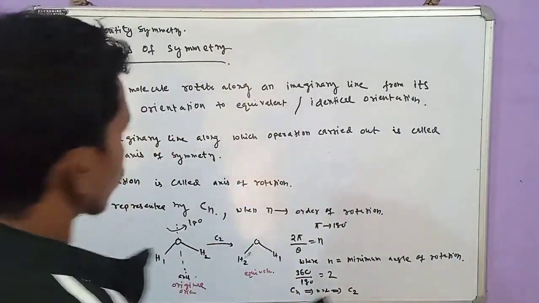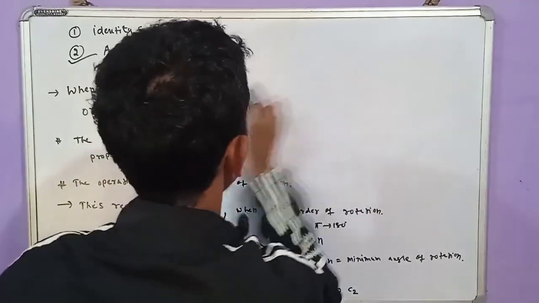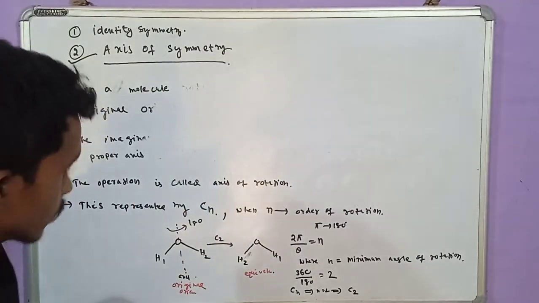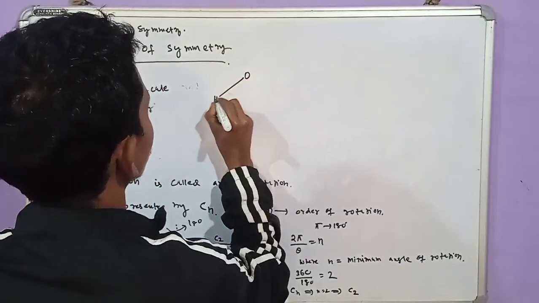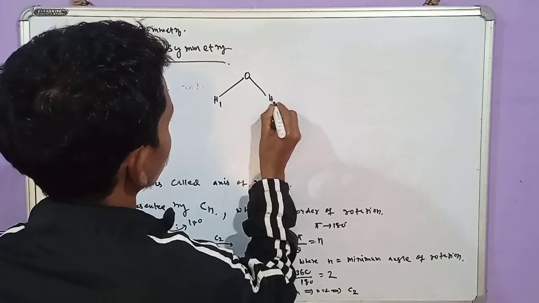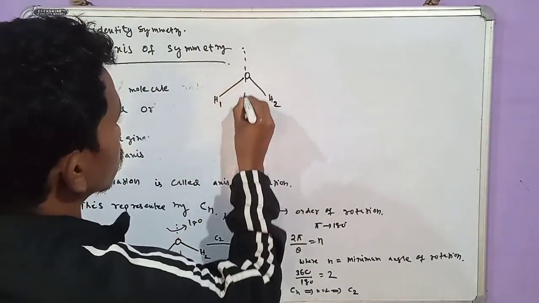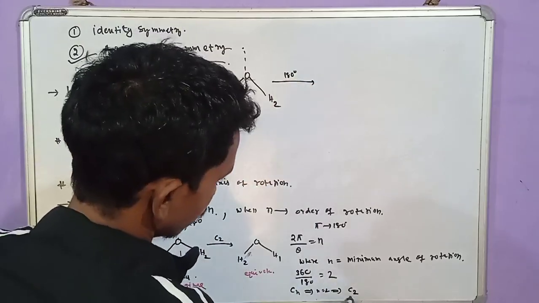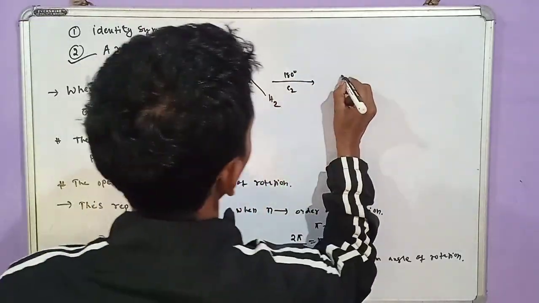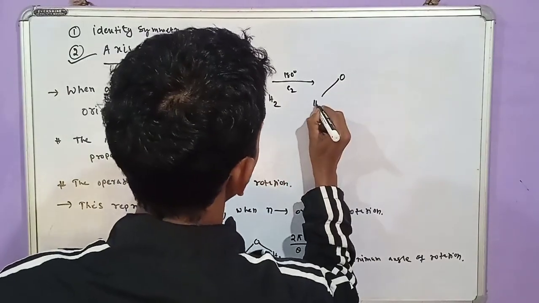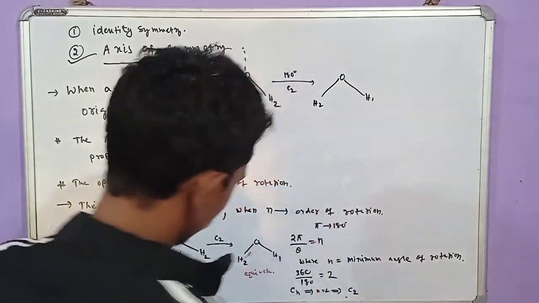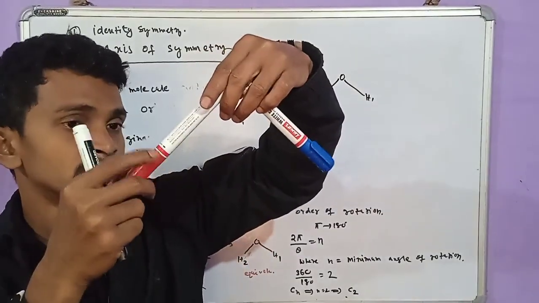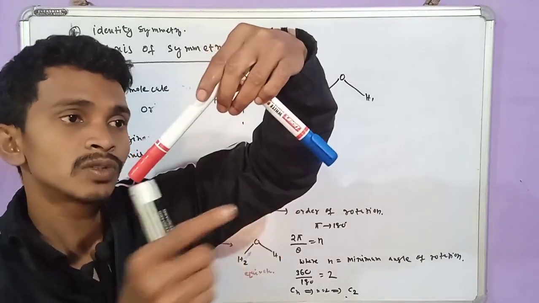Let me erase this. If the water molecule is here, H1, H2, and this is the axis of symmetry, and I do a 180 degree rotation, that is n equal to 2, so this is C2. This will interchange: H2 will come here, and H1 here. Let's say here is red, here is blue.